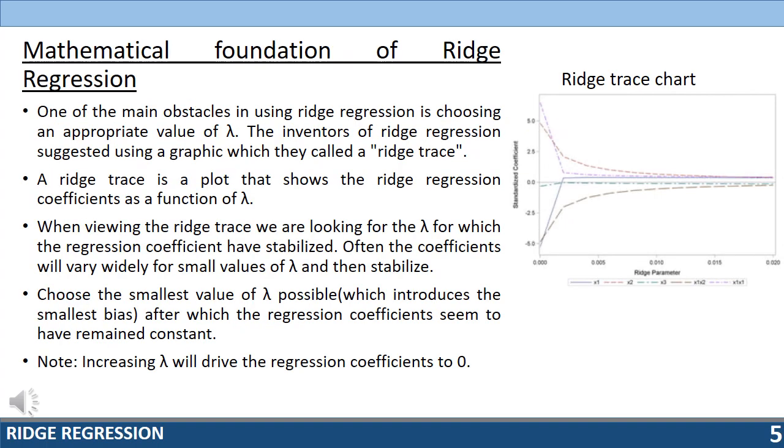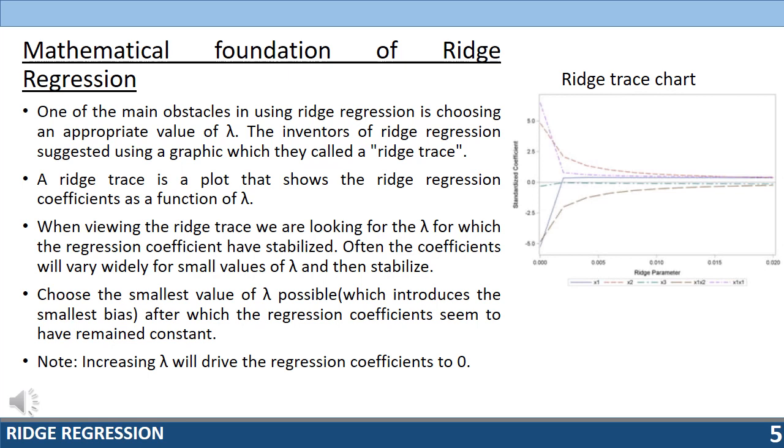One of the main obstacles in using ridge regression is choosing an appropriate value of lambda. The inventors of ridge regression suggested using a graphic which they called a ridge trace. A ridge trace is a plot that shows the ridge regression coefficients as a function of lambda. When viewing the ridge trace, we are looking for the lambda for which the regression coefficients have stabilized. Often these coefficients will vary widely for smaller values of lambda and then stabilize. Choose the smallest value of lambda possible, which introduces the smallest bias, after which the regression coefficients seem to have remained constant. Note, increasing lambda will drive the regression coefficients to 0.